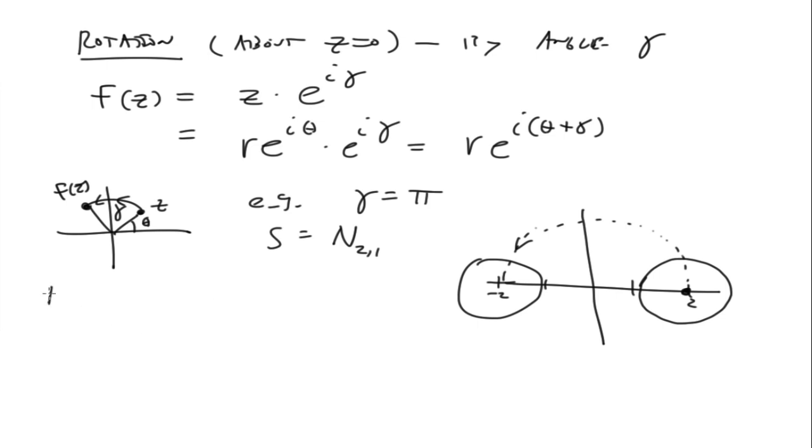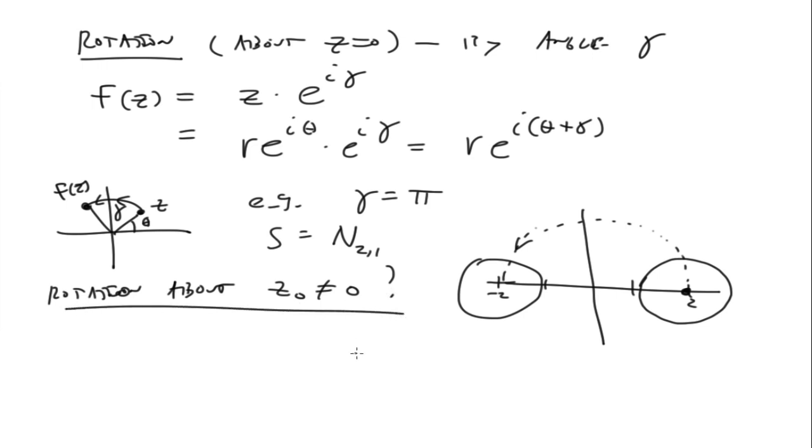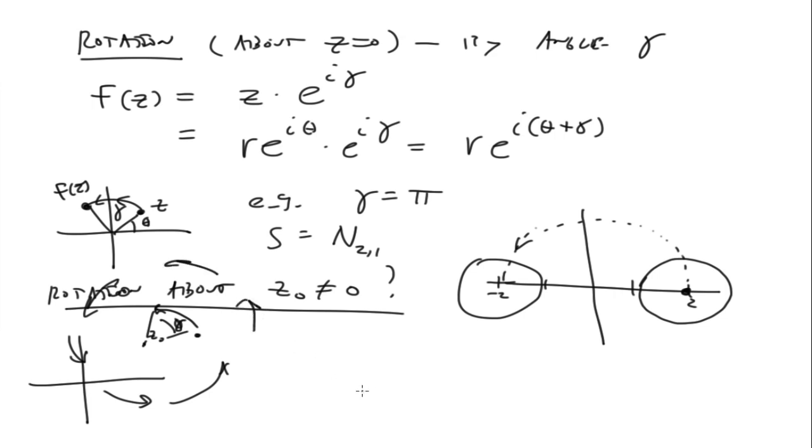But what about rotation about z naught, which is not equal to 0? What about that kind of thing? So let's see if we can think of that. The idea here is that we have some point z naught, and I want every point with respect to it to be rotated by some angle gamma. That means the whole plane is now going to rotate around that point, by an angle gamma.